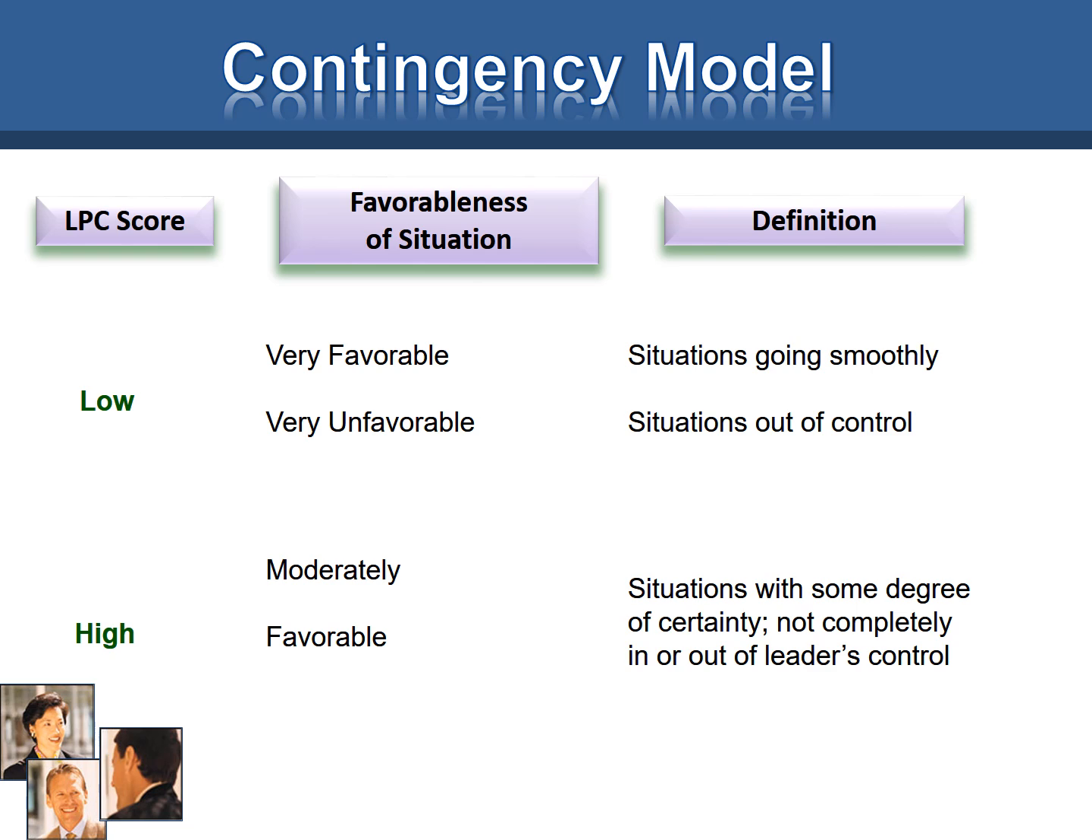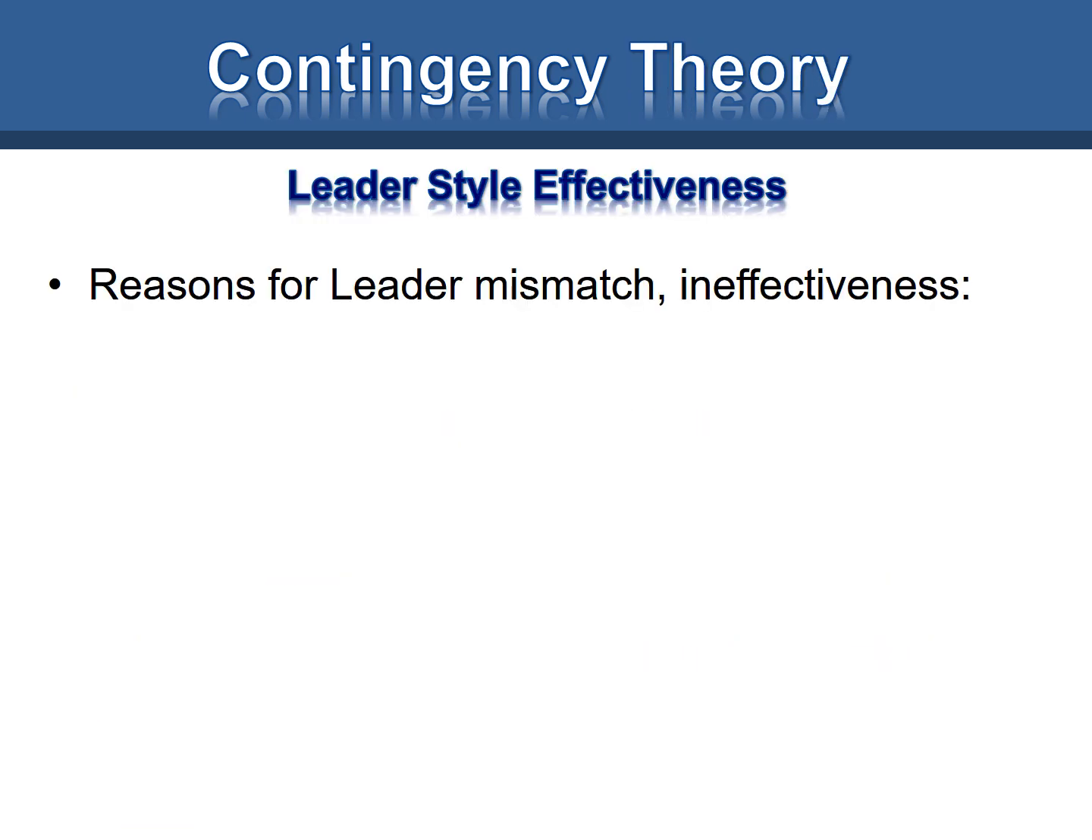So with the contingency model, favorableness of the situation, very favorable, situations are going smoothly. Very unfavorable, situations are out of control. Moderately, situations with some degree of certainty, not completely in or out of leaders' control. Sometimes leaders are not quite as effective.